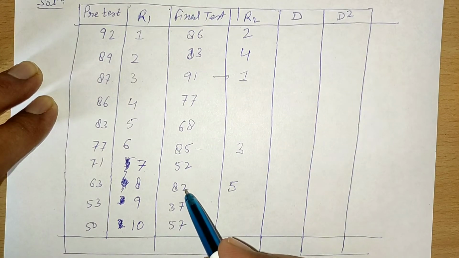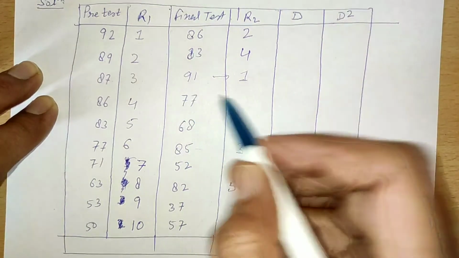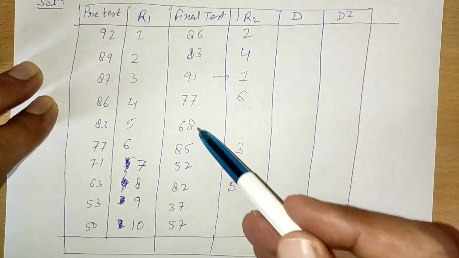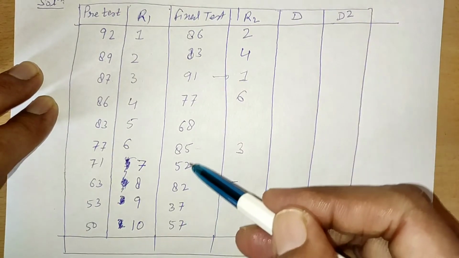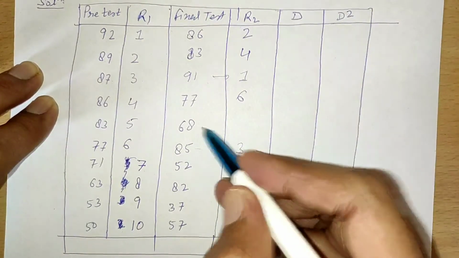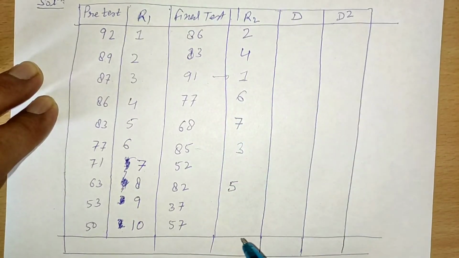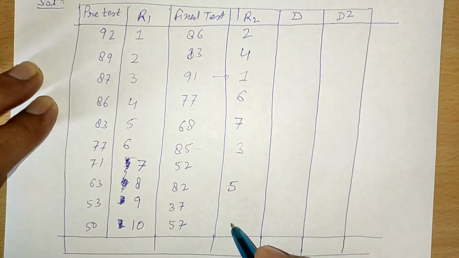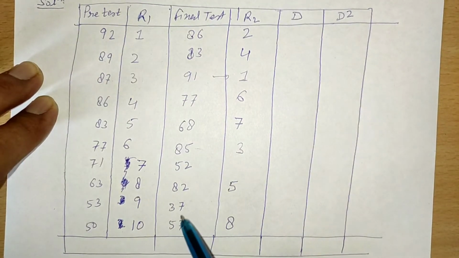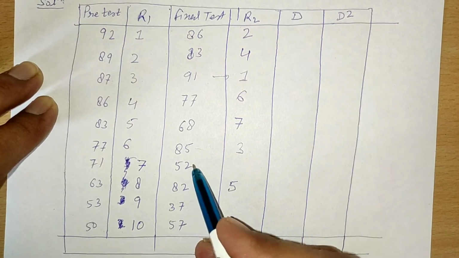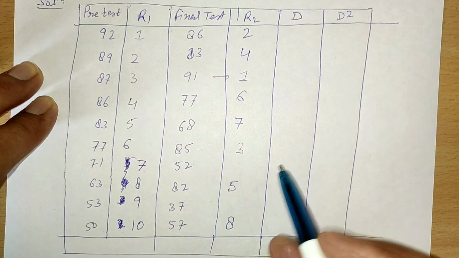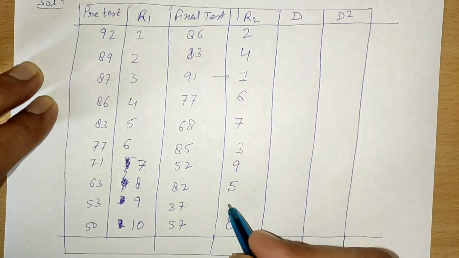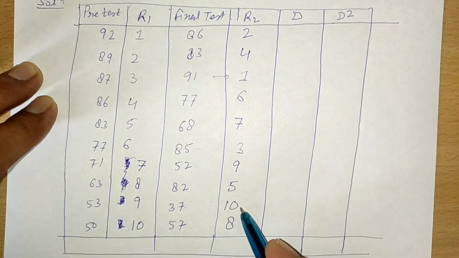After 82 you have the number 77, so I am assigning rank 6. After 77 you have the number 68, so I am assigning rank 7. After 68 the next number is 57, so 8. After 57 the next number is 52, so I am assigning rank 9, and finally the lowest number is 37, and I am assigning the last rank, 10, to this number.